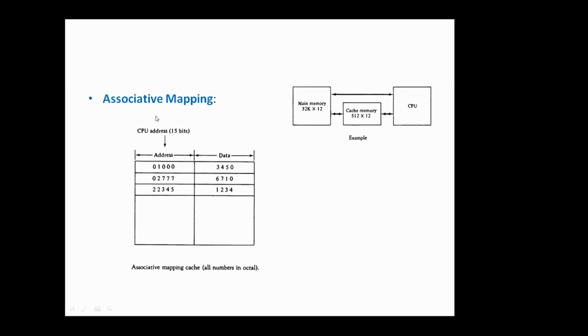So here, let us try to understand what is associative mapping. Associative mapping happens in a cache which is made up of associative memory. This diagram shows a cache memory based on associative memory. What is associative memory? A memory in which both the address and the data are stored. This is a special type of memory where both the data and the address are stored inside the memory. This associative memory is used in this cache, and that is why it is called associative mapping or associative mapping cache.